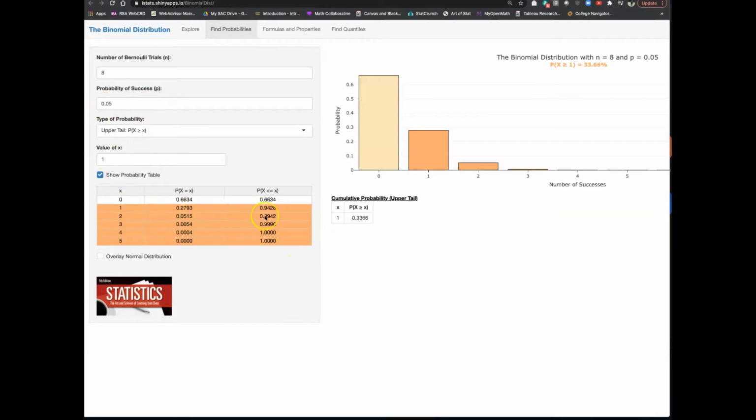So the probability that at least 1 is defective will be the sum of all of these. That would be 0.3366 that at least 1 is defective. At least is greater than or equal to 1, and so you have your answer there. Then you could do your other probabilities, depending on the question and the values. This is where you would calculate your probabilities.